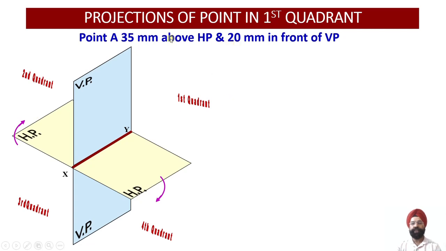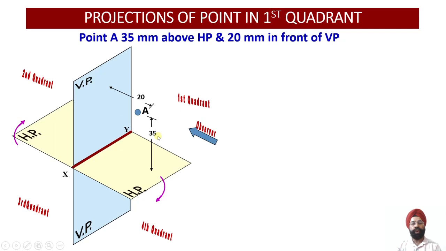So let us first of all draw the coordinates of the point A. You see here we are given the position of the point A, and what are the coordinates? This point A lies 35 mm above the horizontal plane. So we have to pick up this distance from the horizontal plane as 35 mm, and the distance of this point from the vertical plane is given to us as 20 millimeter. So here you see I've drawn 20 millimeter from the vertical plane and 35 millimeter from the horizontal plane.